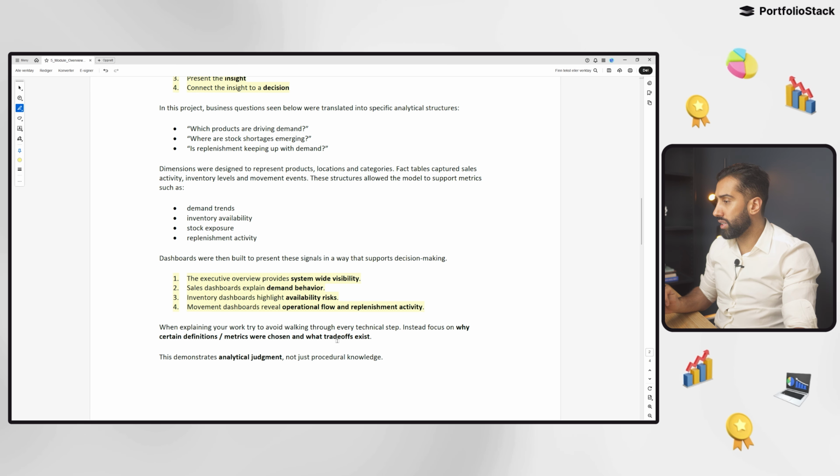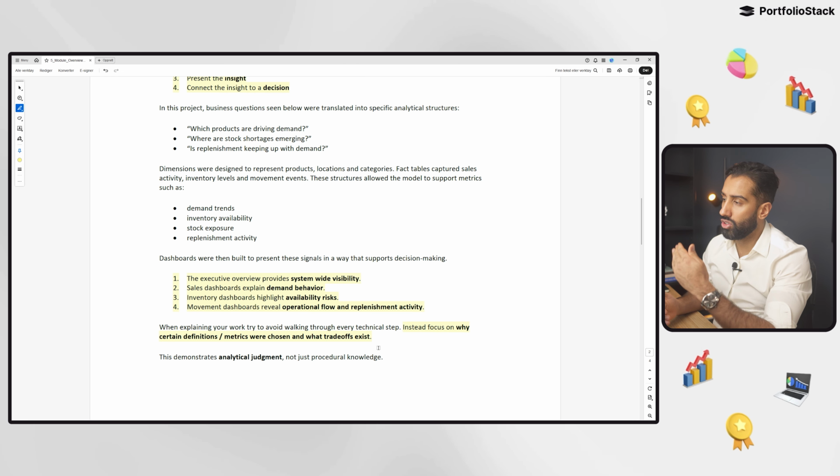So when explaining your work, try to avoid walking through every technical step. Instead, focus on why certain definitions and metrics were chosen and what trade-offs exist. Because that says something about how you decide, how you pinpoint, how you focus in. Because you're also going to have to be able to do that at some point.